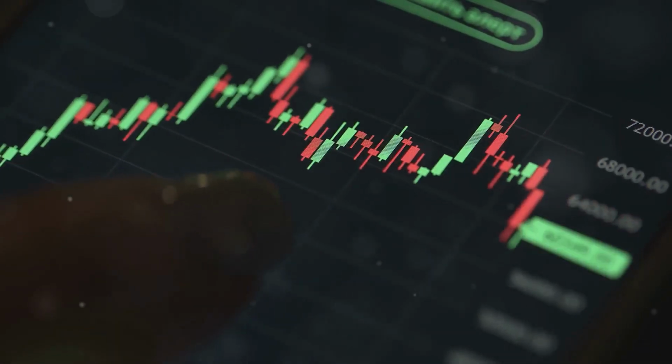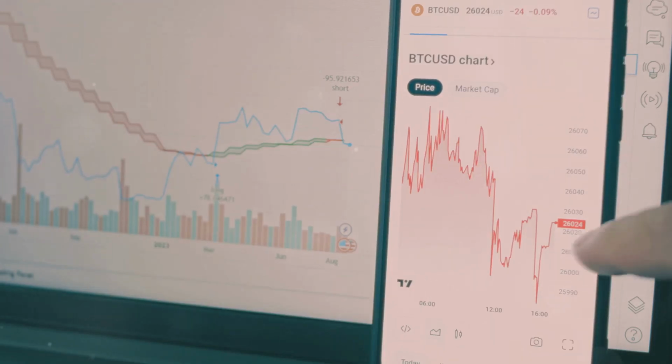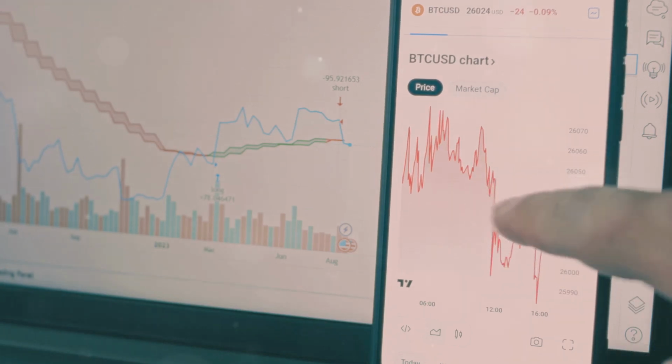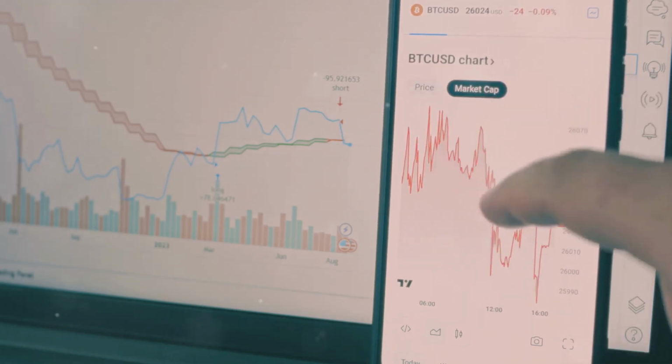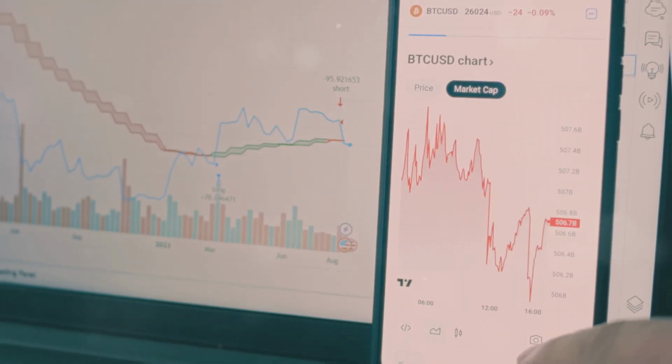Parabolic SAR. This indicator tracks price movements and provides potential reversal points. When the SAR moves below the price, it's considered bullish. Conversely, when it moves above, it's bearish.